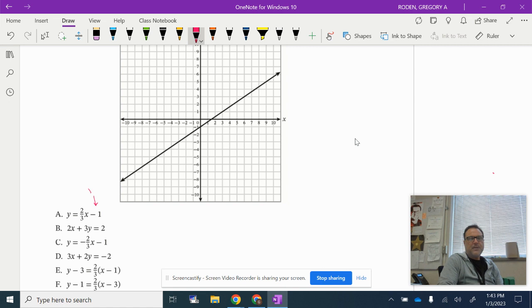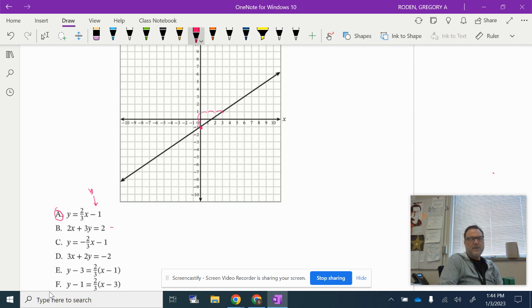So that's your b. So yep, -1 is right here. So that's good so far. And your slope is rise 2, run 3. So if we rise 2, 1, 2, and we run 3, 1, 2, 3, we're right on the line. So this one works. So A is yes.